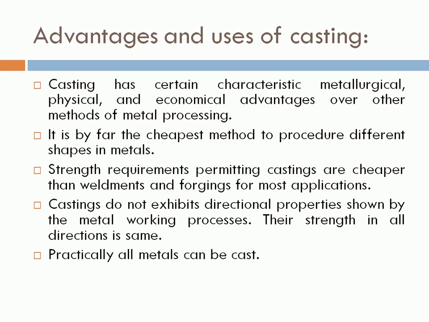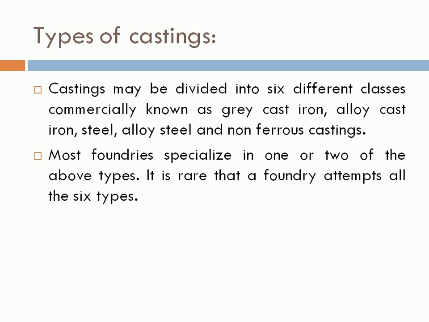So all metals, practically we can say those metals that can be solidified, may be used in the casting process simply. So, types of casting. Casting may be divided into 6 different classes, commercially known as grey cast iron, alloy cast iron, steels, alloy steels, and non-ferrous casting. But most of the foundries specialize in 1 or 2 of these above types.